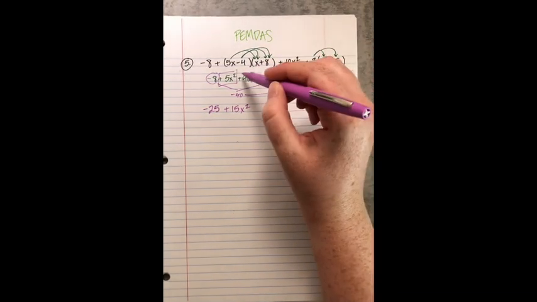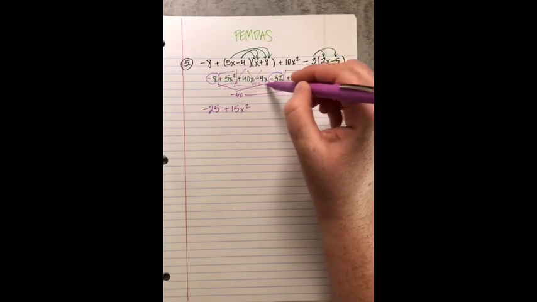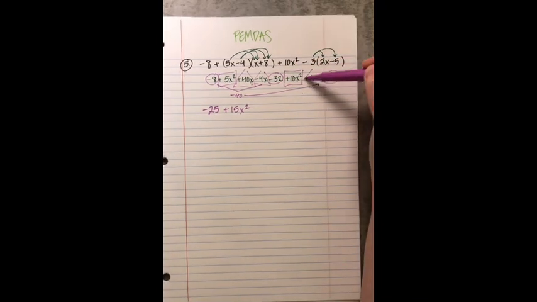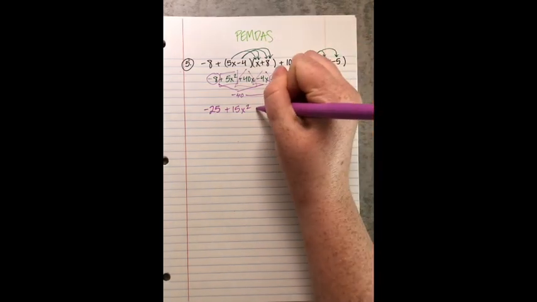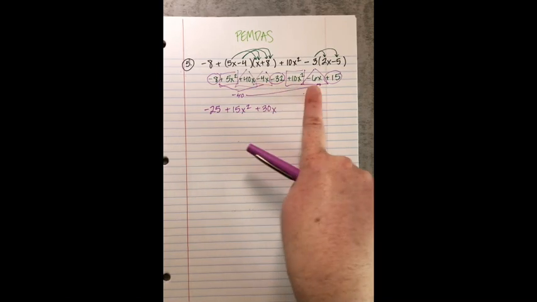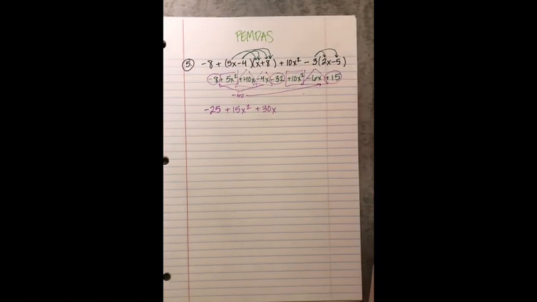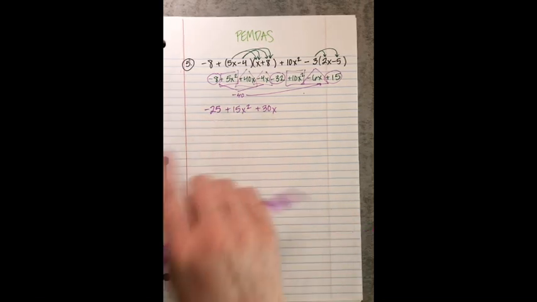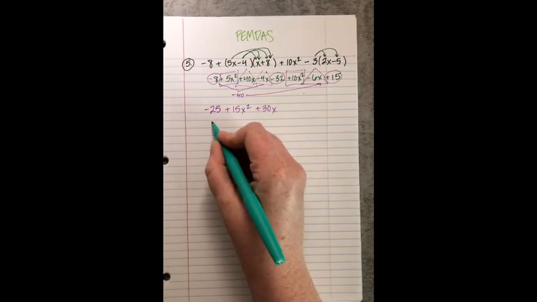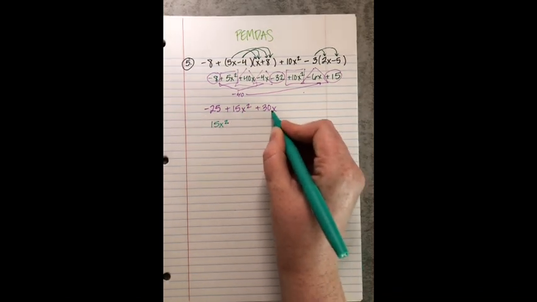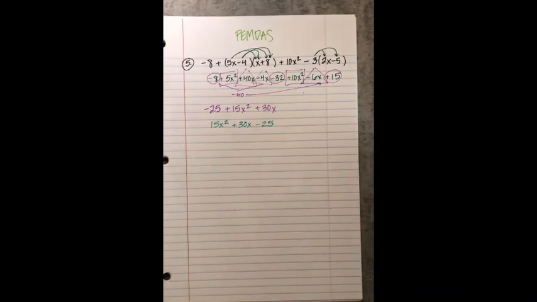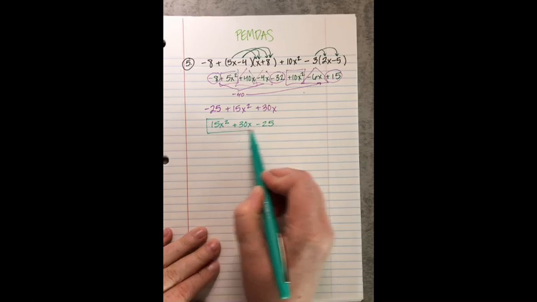And then I group up my x's. So 40x minus 4x is 36x. 36x minus 6x is just 30x. Did I do that right? 40 minus 4 is 36. 36 minus 6 is 30. Okay. And now we just have to make sure this is in standard form. So highest degree goes out front. So 15x squared, followed by 30x, followed by negative 25. So that is my final answer.